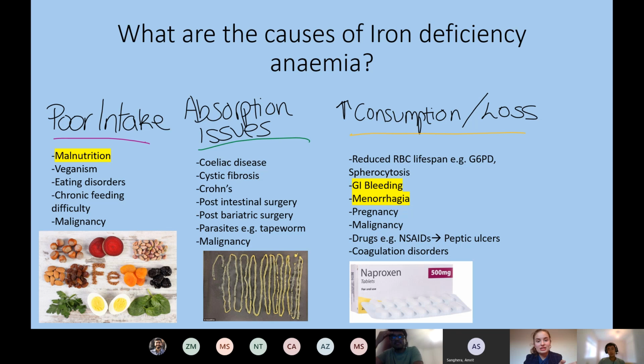So reasons for poor intake. Does anyone have any suggestions? Yeah, so it'll come on a bit later, alcoholism. But one of the things is they're probably not going to be eating normally. They might be vomiting up some of their food.